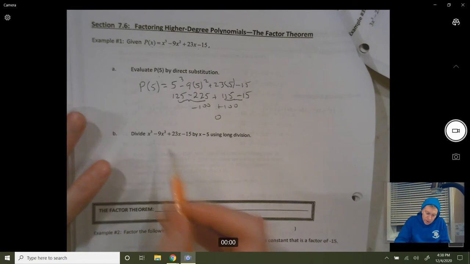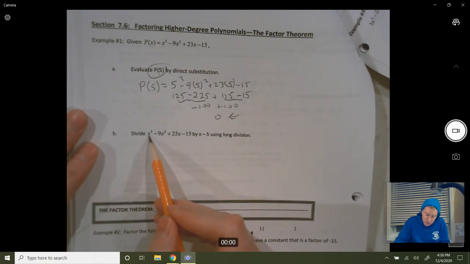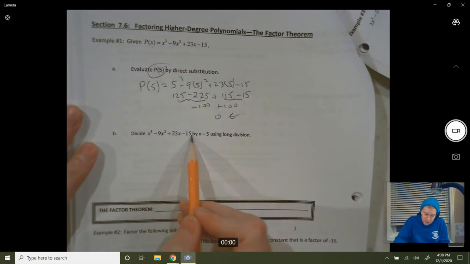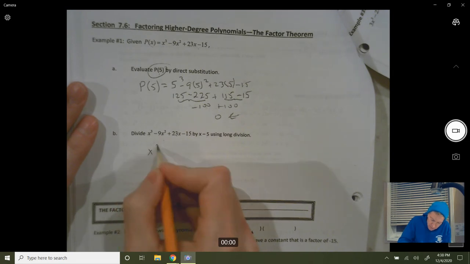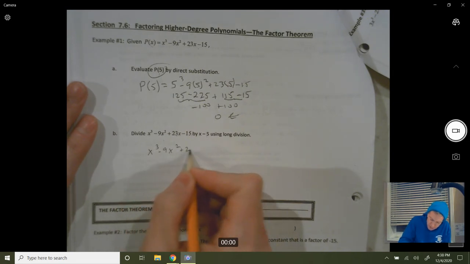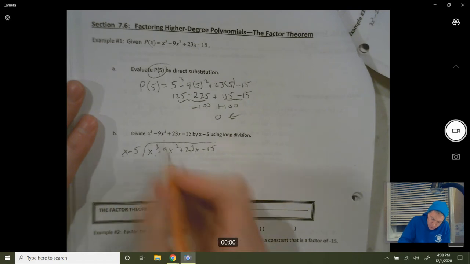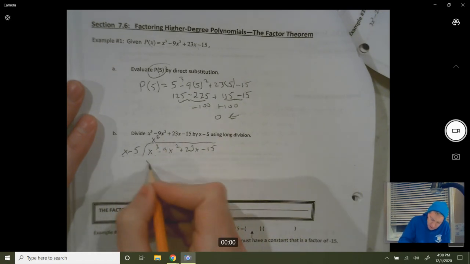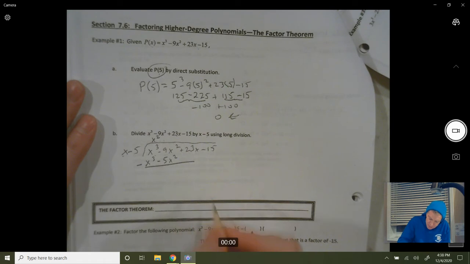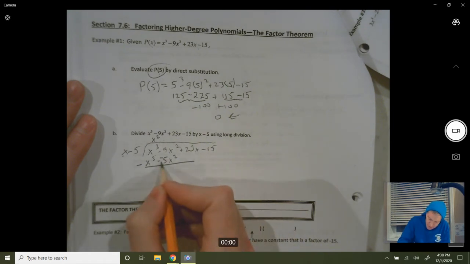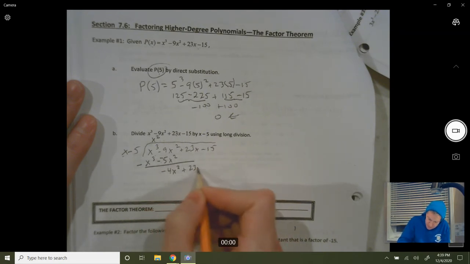Now what we're going to do, and I want you to notice this, we just did P of 5, and we got 0. Now we're going to take x cubed minus 9x squared plus 23x minus 15, the polynomial we were just talking about. We're going to divide by x minus 5 using polynomial long division. So x cubed minus 9x squared plus 23x minus 15 divided by x minus 5. x goes into x cubed, x squared times. x squared times x is x cubed, x squared times minus 5 is minus 5x squared. We're going to subtract. When you subtract this, you're subtracting a negative, so you're adding a positive. We get negative 4x squared. We bring down plus 23x minus 15.